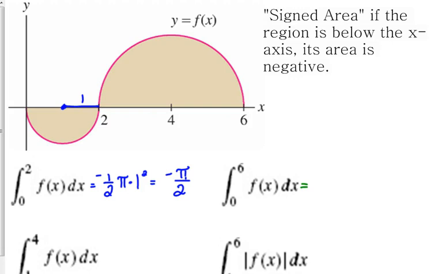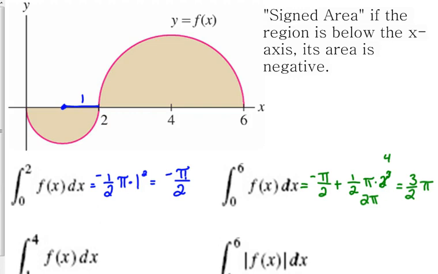From 0 to 6, we have two pieces to our figure here. We've got from 0 to 2, we just figured out that part, plus from 2 to 6, that's a different circle. What's the radius of that circle? 2. It's still half of a circle, but its radius is 2, and it's above the axis, so it's positive. So that's 4 over 2, that's 2 pi. So we've got negative 1 half plus 2. That gives us 1 and a half. So this answer is 3 halves pi.